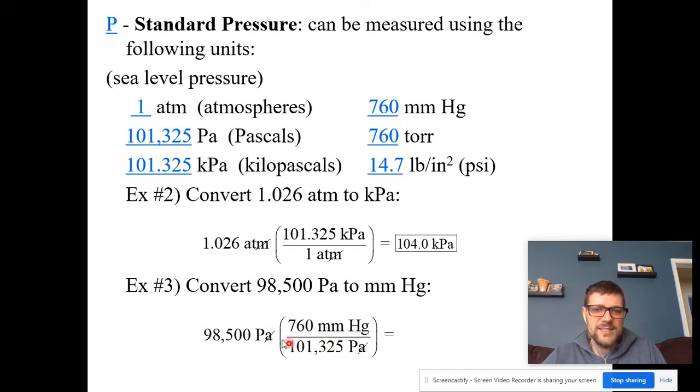The pascals cancel out. I multiply 98,500 by 760, get an answer, divide that by 101,325, or just put it into your calculator with parentheses and do it all in one step, and you'll get the conversion factor. There we go, our final answer.